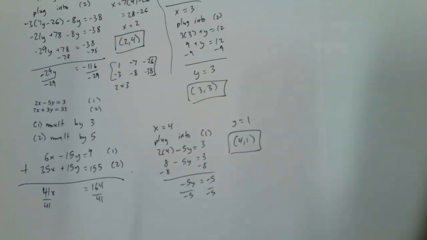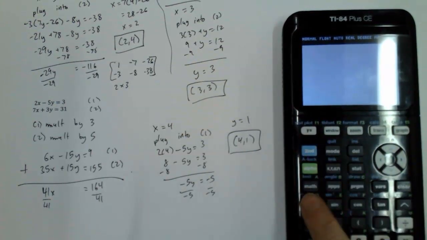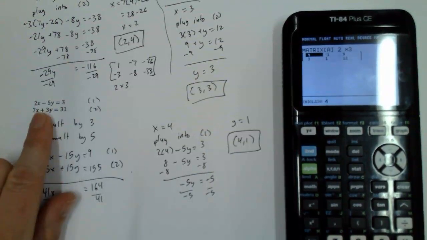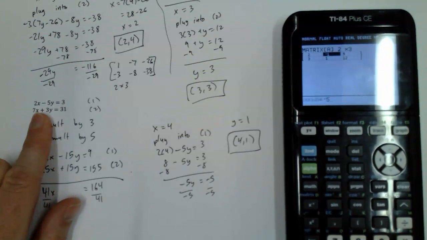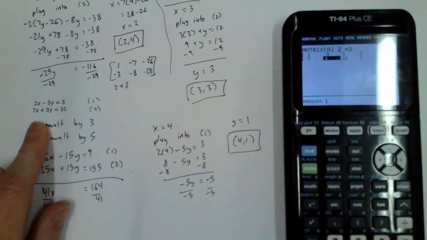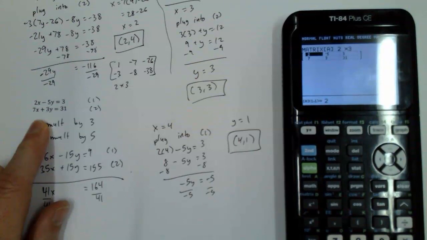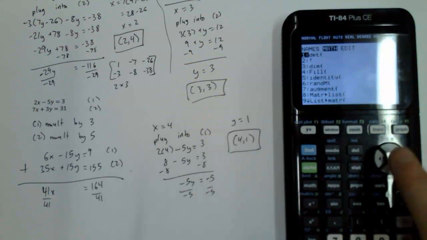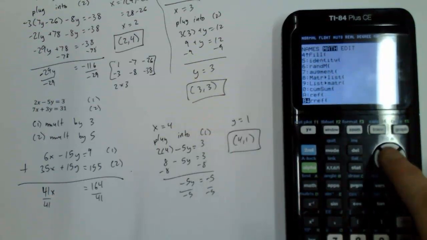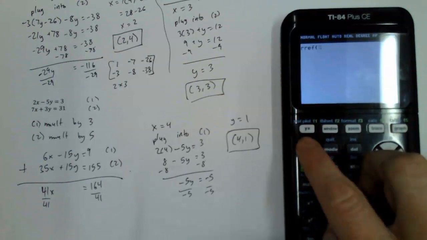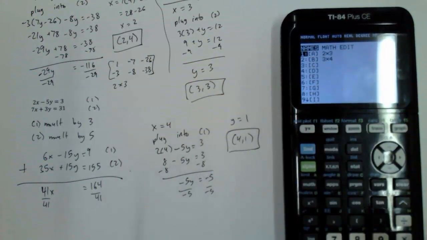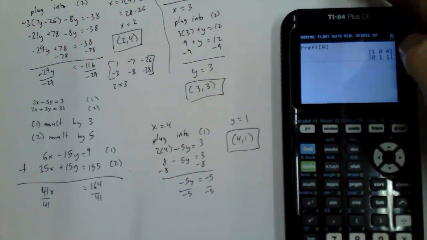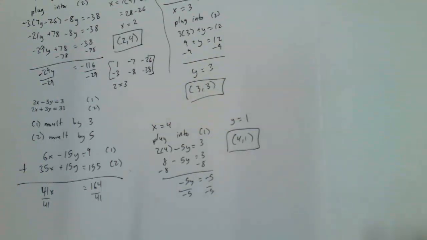And let's do one more check with the calculator. So go to the matrix menu, go to Edit. I've got a 2 by 3. My coefficients are 2, -5, and 3. And then 7, 3, and 31. And then go back to my matrix menu, go to Math, scroll down to RREF, and then go to the matrix menu a third time and select matrix A. Again, it's this rightmost column, which is 4, 1, which is the same thing.